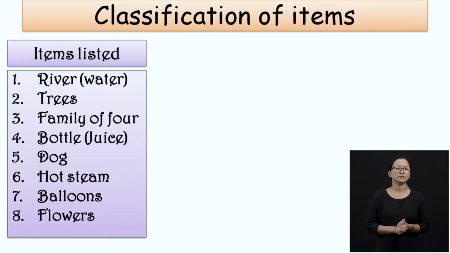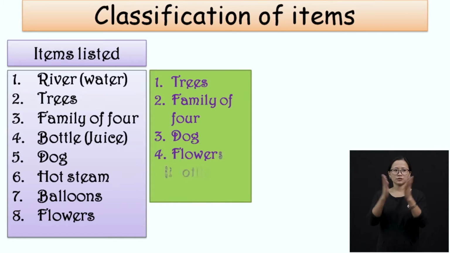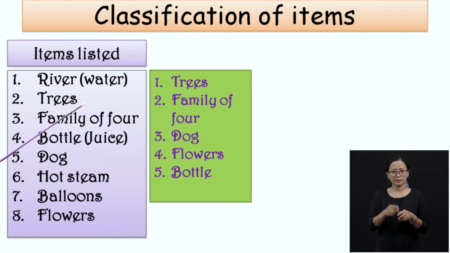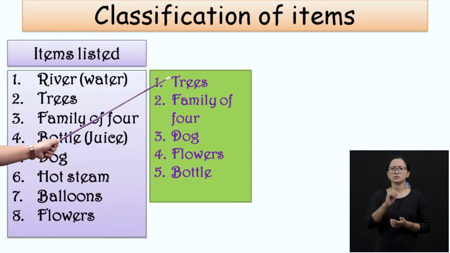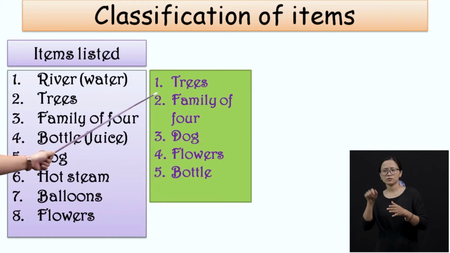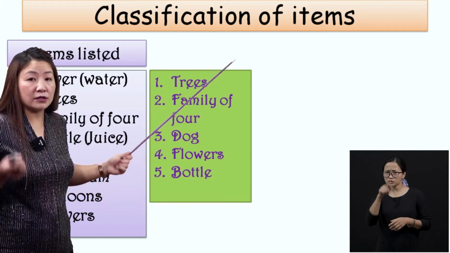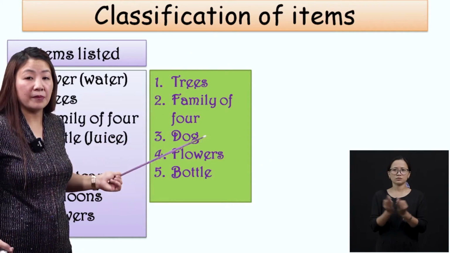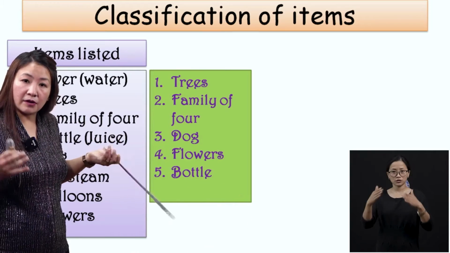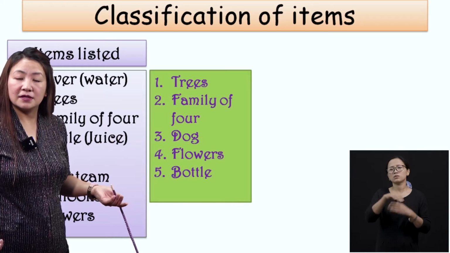First, let us try to group the similar ones, like we have the trees, family of 4, dog, flowers, and bottle. Why are we listing this in one group only? They have a definite shape. All of these have their own shapes. Yes or no? A tree has its own shape. Family, all the human beings, they have their own shape. A dog has its own shape. Flowers, bottles, they have their own definite shape, isn't it?